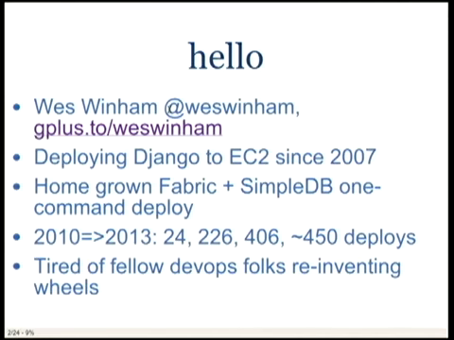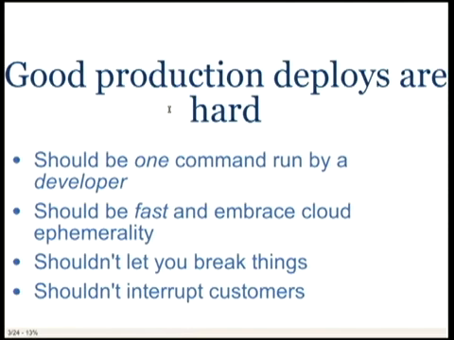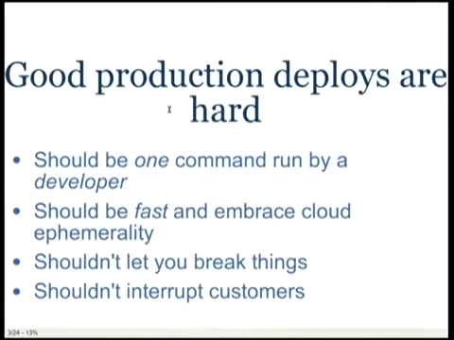So we do a lot of deploys, which means deploys matter, and they affect our happiness, which matters. I'm tired of reinventing the wheel, and I'm tired of hearing about people reinventing the wheel also. Good production deploys are actually really hard. First you start off, you rsync some stuff and restart some stuff, and it's good. And then things happen. You say, oh, I need to add this other thing. So you have a wiki, and then you have to follow 3 steps, and then someone forgets a step, and you're down. These deploys shouldn't let you break things, shouldn't interrupt customers.